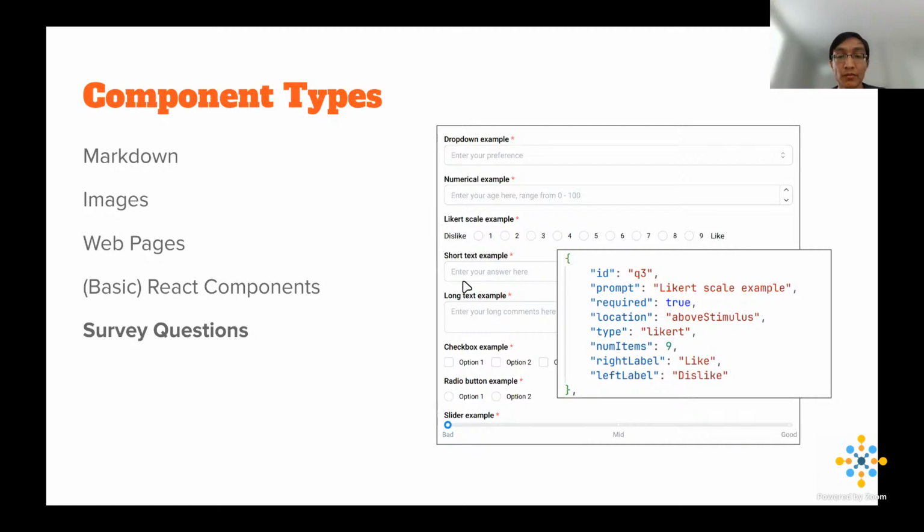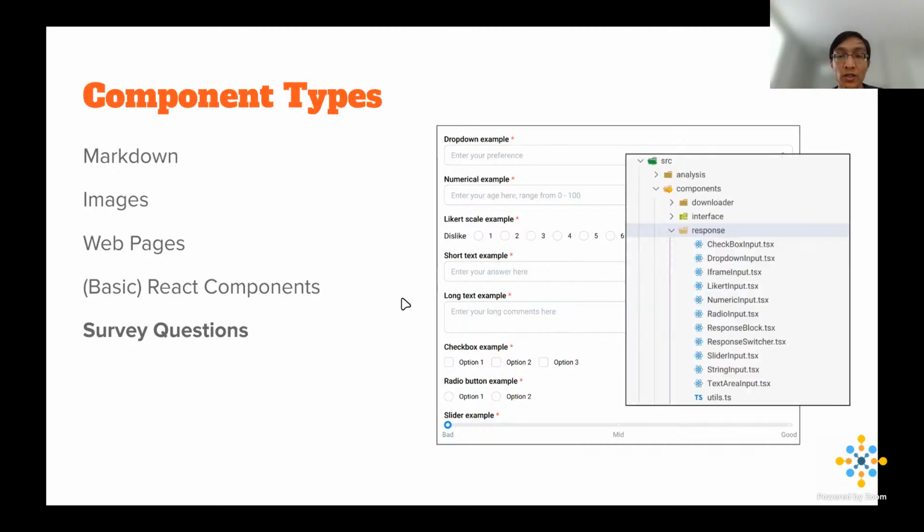And we have other component types. Those are all listed in the source components response directory. You can check all of these components here. And for example, if you don't have the desired component type for these inputs, you can basically take one of these input components and create your own out of it and use it in the survey. So those are the different component types that we've used.